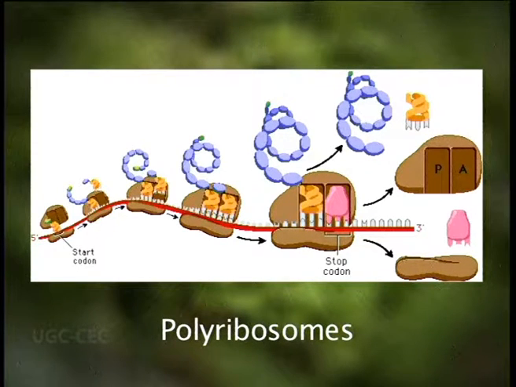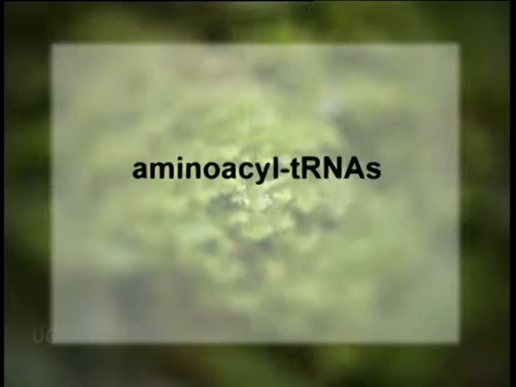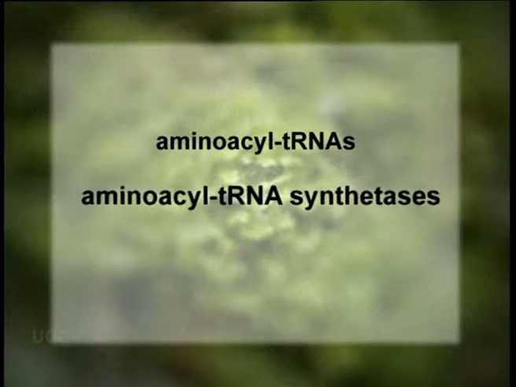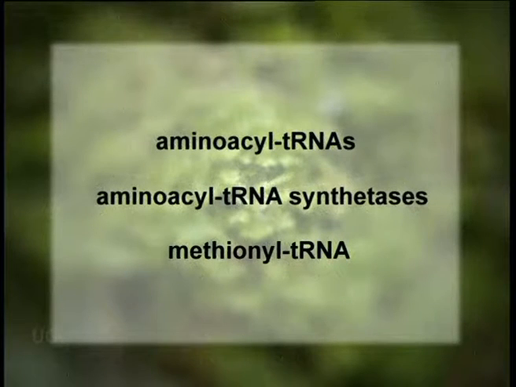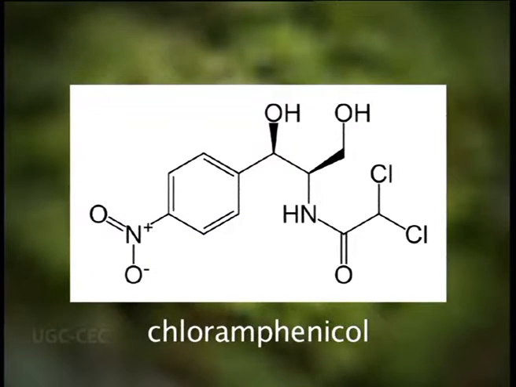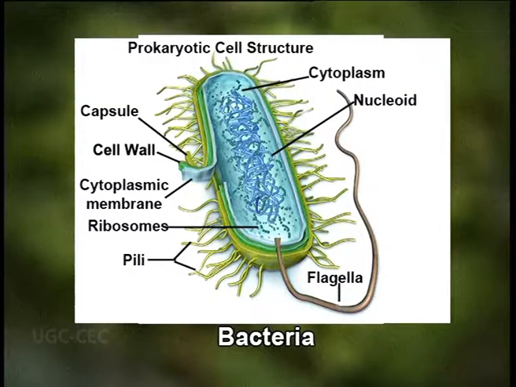Polyribosomes or polysomes have also been separated from the chloroplasts. The chloroplasts also contain amino-acyl tRNAs, amino-acyl tRNA synthetases, and methionine tRNA. The presence of such ribosomes provides evidence that these organelles contain a specific protein synthesizing system. This protein synthetic mechanism of chloroplast is inhibited by chloramphenicol, like that of mitochondria and bacteria.